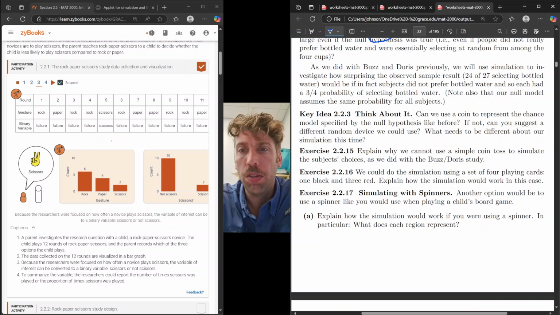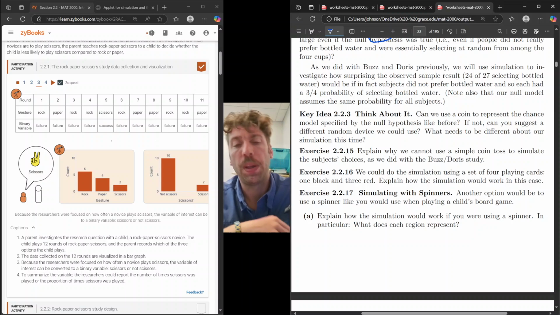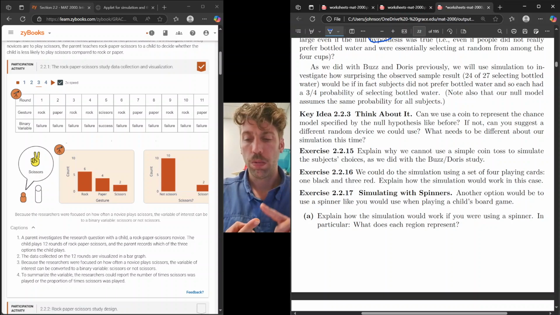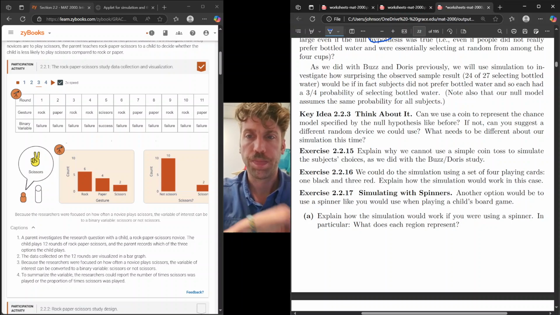We could do the simulation using a set of 4 playing cards, 1 black and 3 red. Explain how the simulation would work in this case. For number 16, you should have complete sentences, and you should be setting up a simulation, which means you've got to explain how you're doing randomness, how you're recording results, and how many times you're repeating it. Those are some key things I'd be looking for in that simulation.